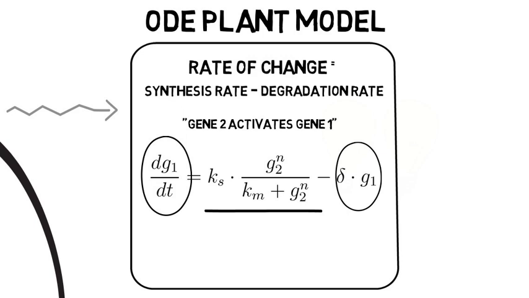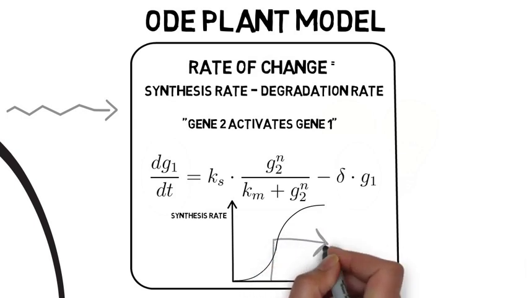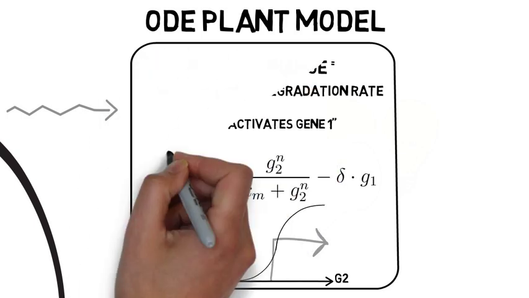Note that the function for the synthesis rate has an S shape. When the concentration of the protein produced by gene 2 lies above a certain threshold, the synthesis rate of the protein produced by gene 1 increases a lot. Such functions and their generalizations for the case where multiple genes affect the state of a given gene are widely used to model the dynamics of gene networks.